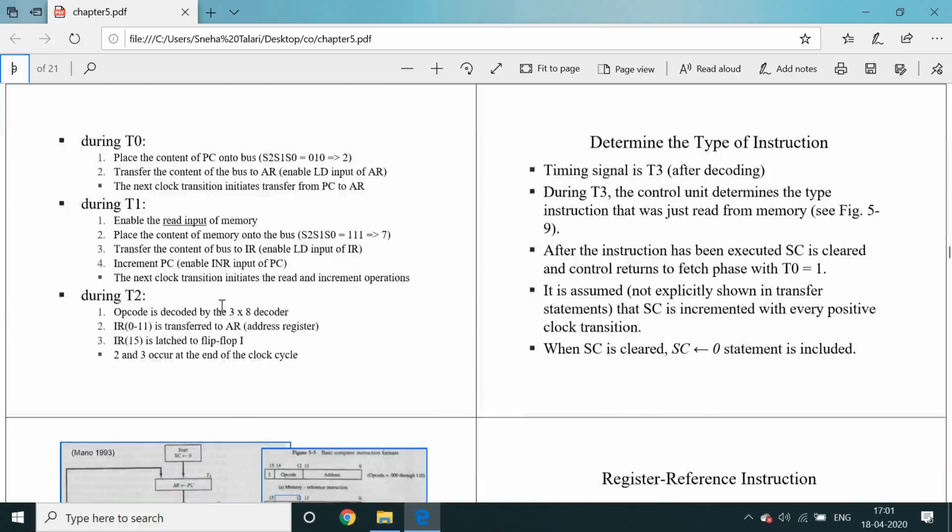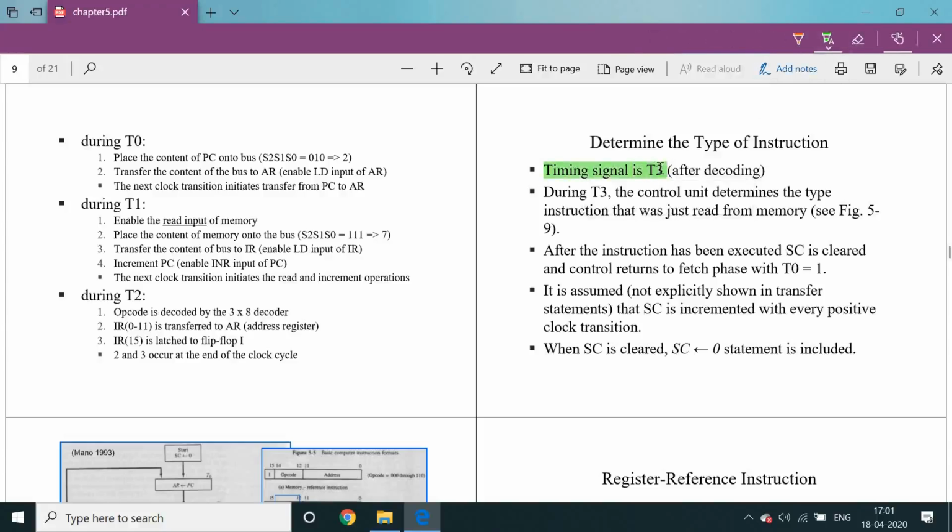During T2, the opcode is decoded by the 3/8 decoder. Instruction register field 0 to 11 is transferred to the address register. Instruction register bit 15 is latched to flip-flop I. These occur at the end of the clock cycle. Determine the type of instruction. So after decoding all these fields, next we come to the timing signal T3. Hope you understand all these three, T0, T1 and T2. Let us see the T3 cycle.